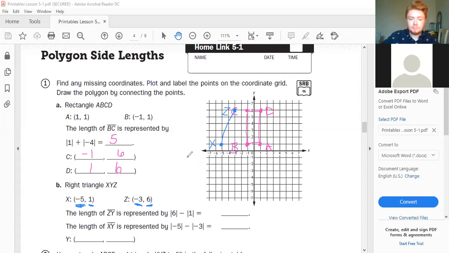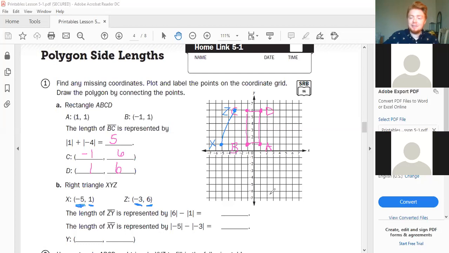Now it's telling us ZY is represented here and XY is represented here. So based on the answer, it should give us our coordinates. So 6 minus 1 is what? 5. There you go. Thank you, Vivek.